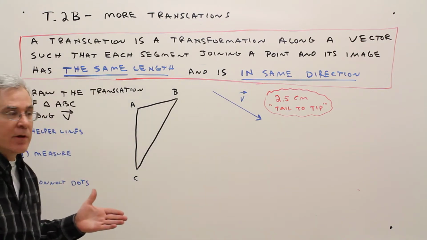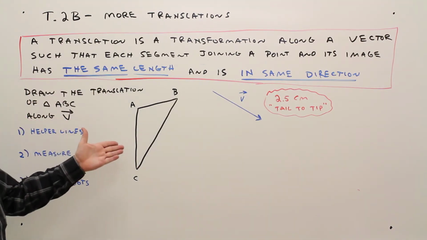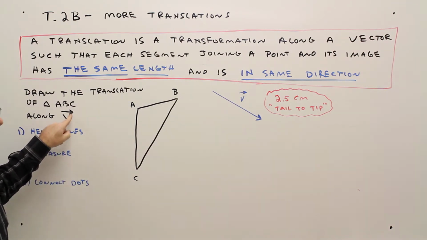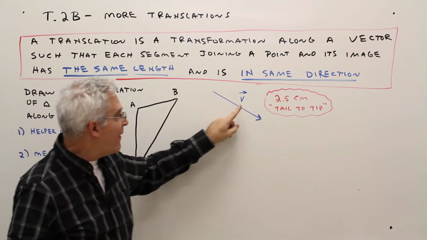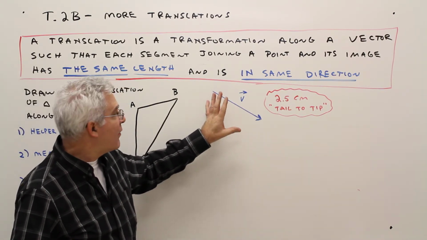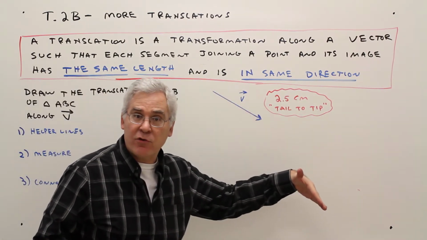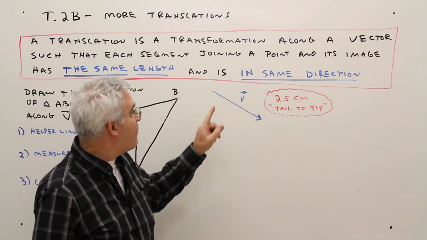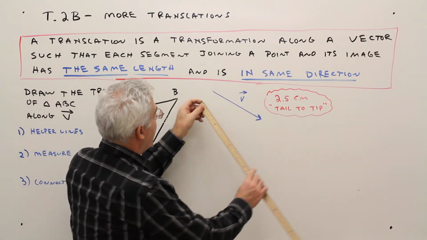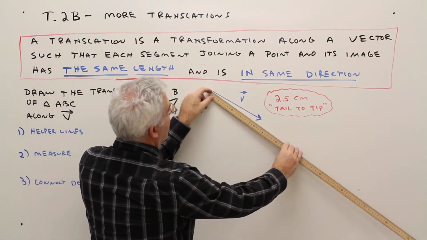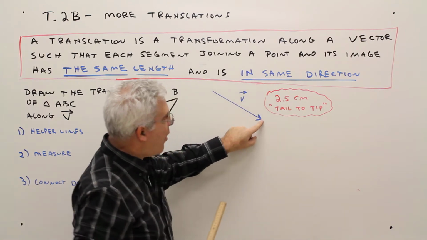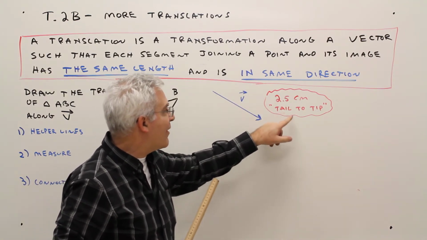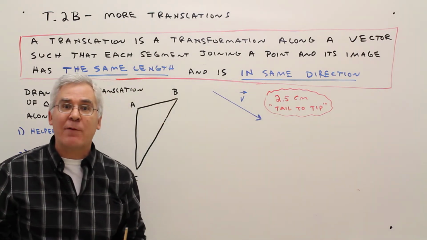Alright, so here's a problem. Draw the translation of triangle ABC along vector V. So this is the symbol for a vector, and vector V is over here. Notice that it's got a length and it's got a direction. Okay, so on my piece of paper, like yours, I measured from tail to tip. So put the 0 mark of your ruler there, and let's agree to measure all the way to the tip and just be consistent. So I got that tail to tip distance to be 2.5 centimeters.